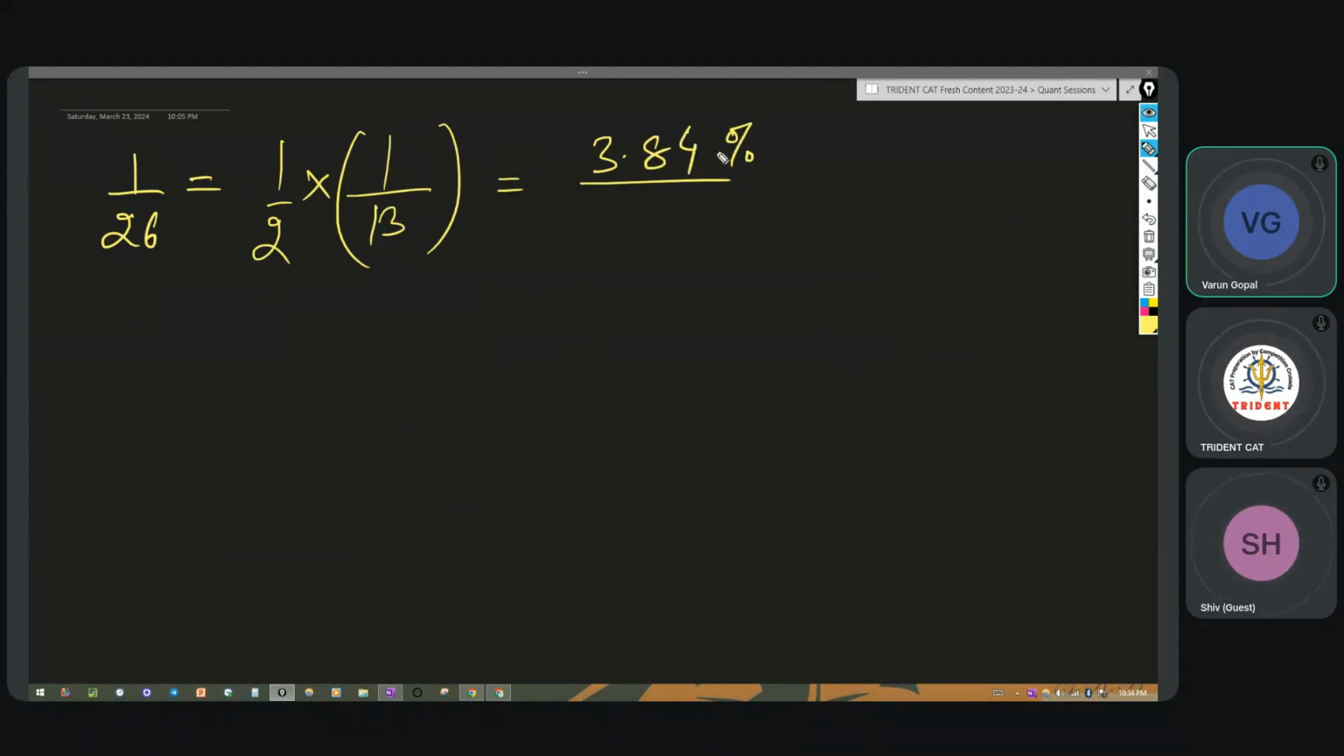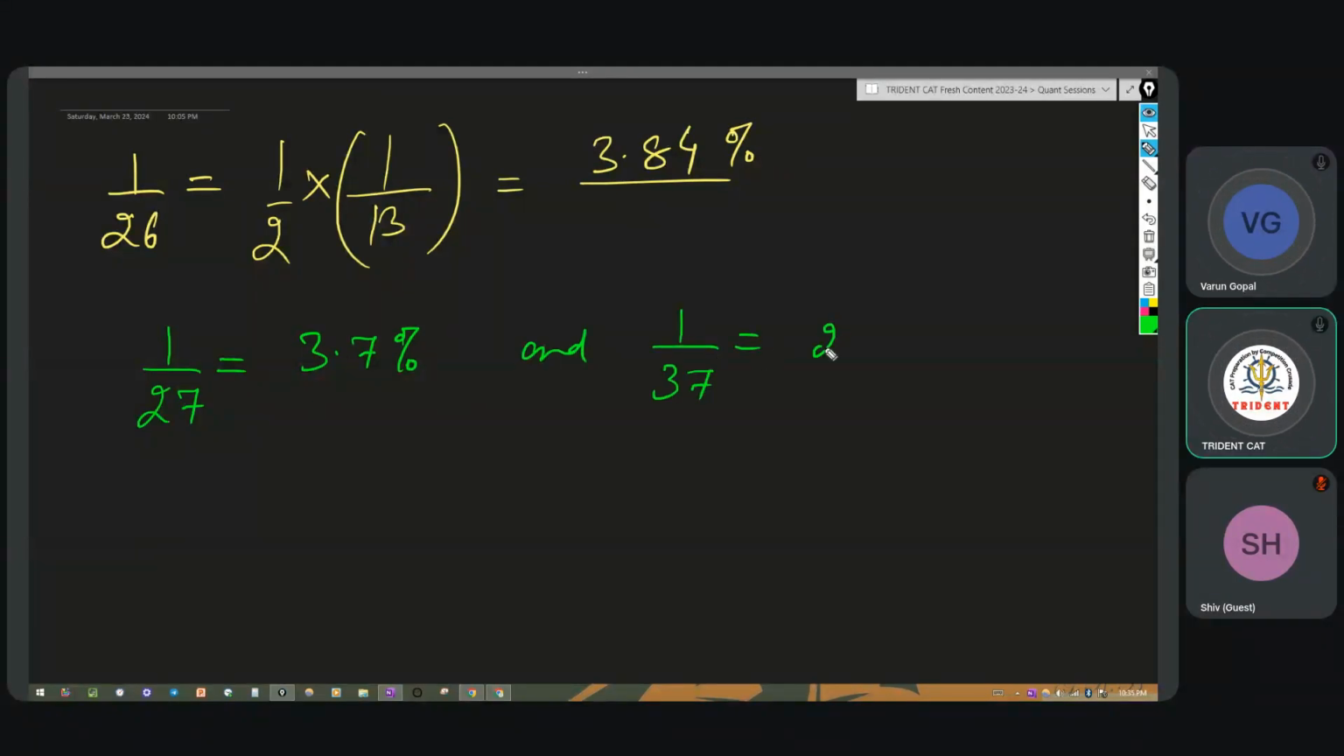I know for a fact. Okay, now this is important, guys. Please pay attention to this. The next two numbers that I'm going to write are, as with 1 by 9 and 1 by 11, not related, but you can remember them like this. The numbers are 1 upon 27, which is 3.7 percent. I'm not getting into the second digit after the decimal. And 1 upon 37 is 2.7%.